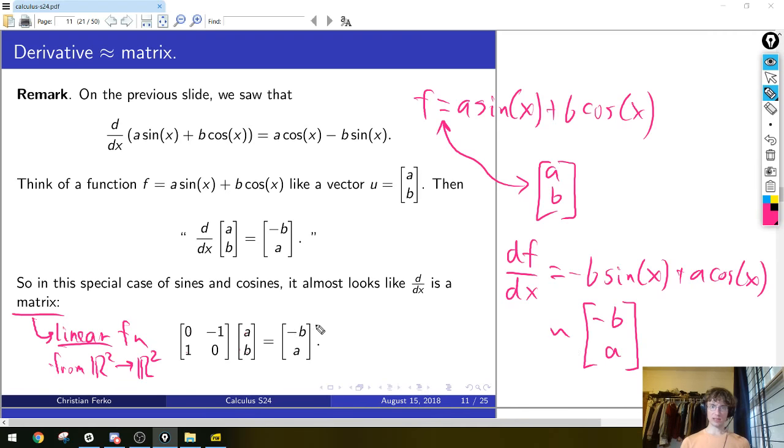So I've told you nothing about, again, this is very speculative, so I have not proven this, but I'm just trying to slowly warm you up to the idea that it might be sensible to think of the derivative in some way as a matrix, at least in this special case. Here it happens to be a 2 by 2 matrix. You can do it in other cases where it will be a bigger, more complicated matrix. But anyway, thoughts on this?